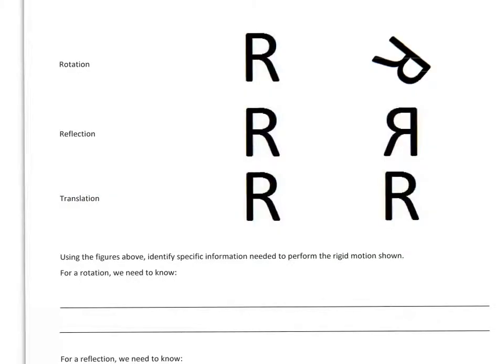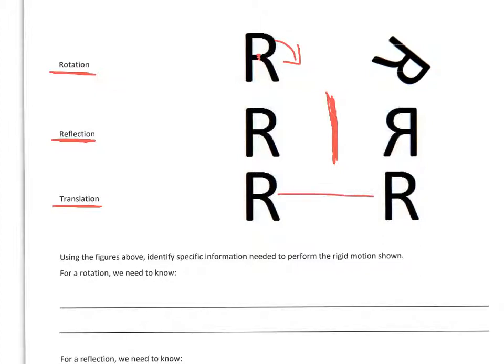All right, if you take a look at each of these, this one here is called a rotation. Literally, you're taking this R and rotating it around, usually around a point. The next one is a reflection. It's like you have a mirror right here, so if you look in the mirror, you see your reflection. And the next one is a translation. What a translation does is it moves one figure to another spot. It's like it's sliding it over.